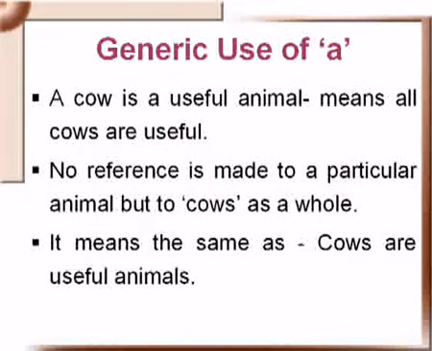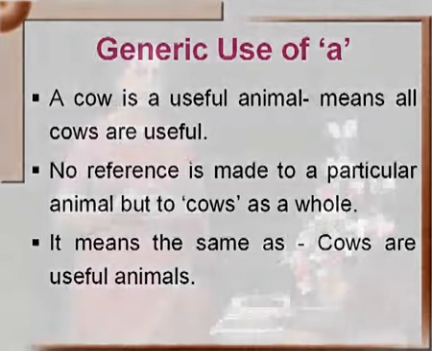Look at slide 7. In slide 7 you will see that I have given you an example of a sentence like this: A cow is a useful animal. We could say a dog is a faithful animal. When we utter a sentence like this, what we actually mean is that we are referring to all cows or all dogs. We are making a generic or a general reference to the species that the cow represents.